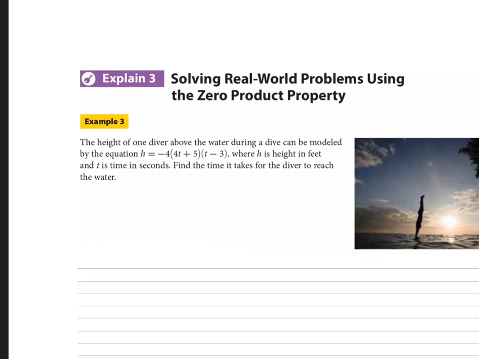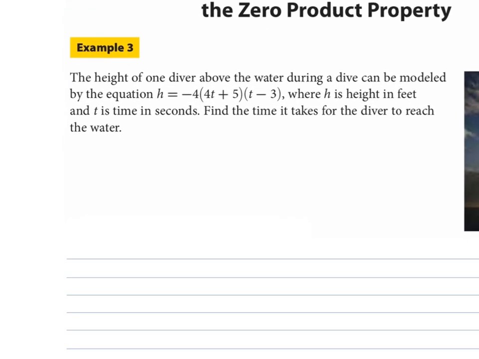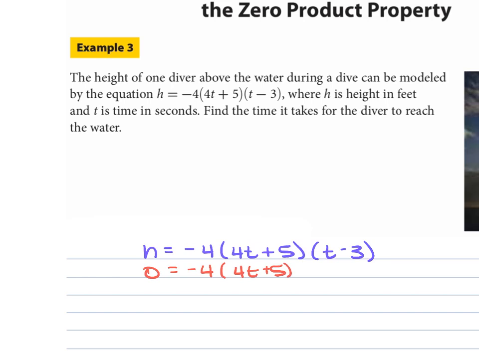For our next example, it tells us the height of one diver above the water during a dive can be modeled by the equation h is equal to negative 4 times 4t plus 5 times t minus 3, where h is the height in feet and t is the time in seconds. Find the time it takes for the diver to reach the water. So we're just going to take this h and set it equal to 0. So 0 is equal to negative 4 times 4t plus 5 times t minus 3.